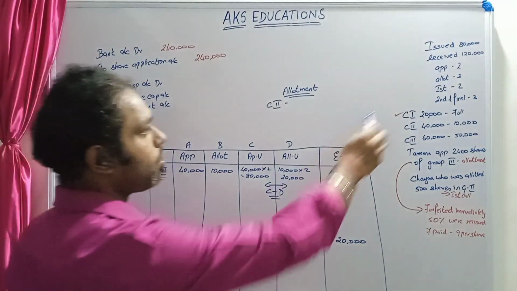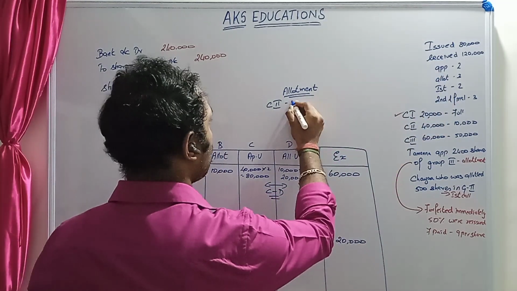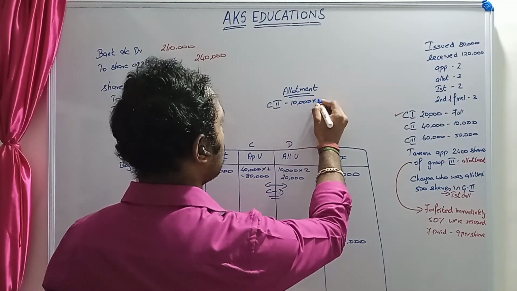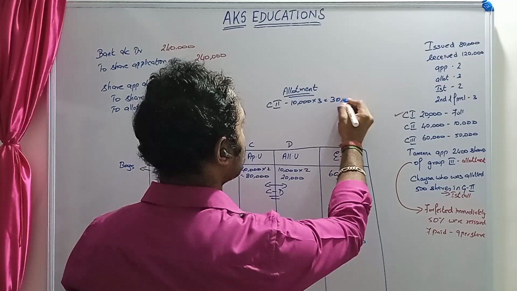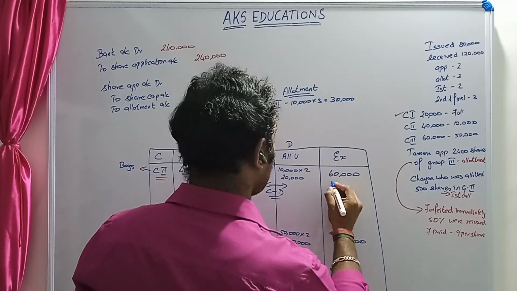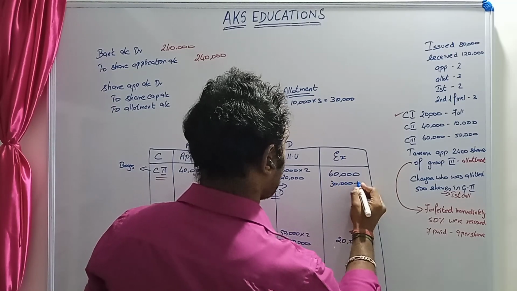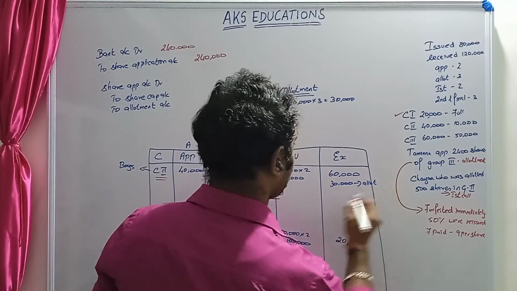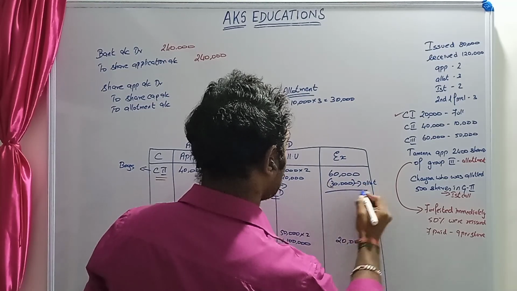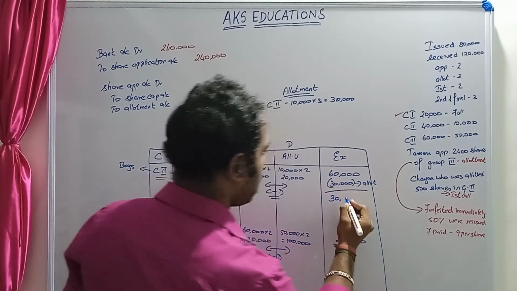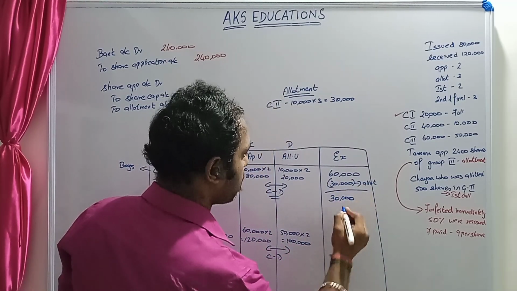So 10,000 into allotment amount is 3. So 10,000 into 3 gives you 30,000. So 30,000 I'm utilizing for allotment. Alright, so I'll deduct 30,000. Obviously, the remaining 30,000 only will be there.